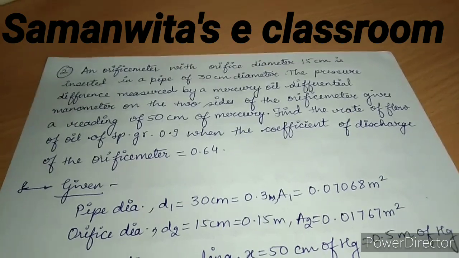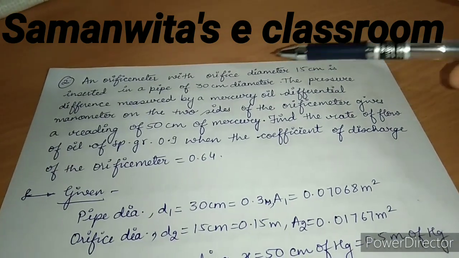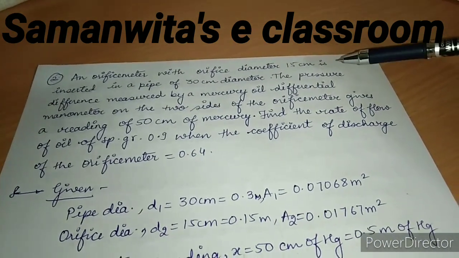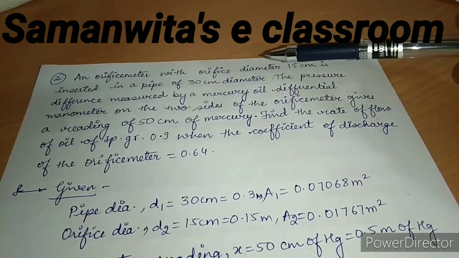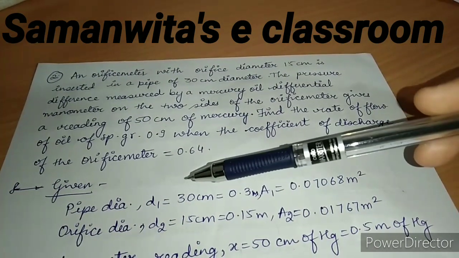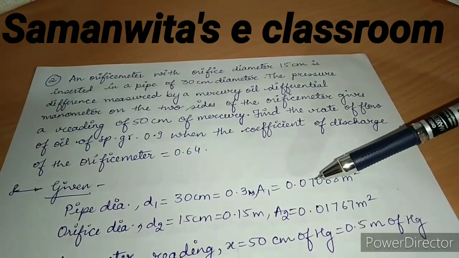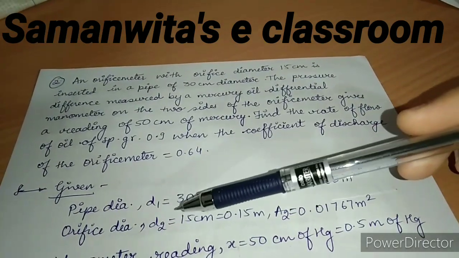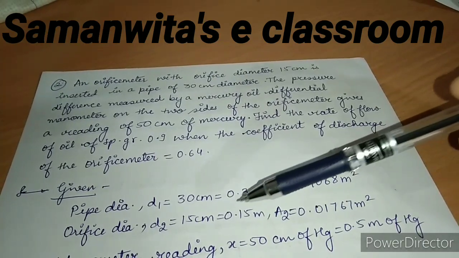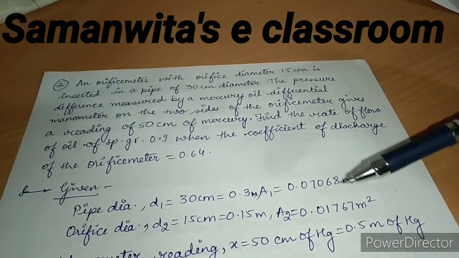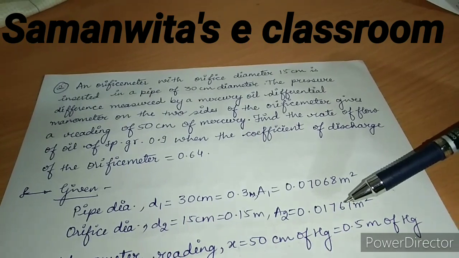Let's take up another example. An orifice meter with orifice diameter 15 cm is inserted in a pipe of 30 cm diameter. So the diameter of the pipe D1 is 30 cm, which is 0.3 meter, and the area can be calculated. The orifice diameter D2 is given as 15 cm, which is 0.15 meter. So the area can again be calculated as pi by 4 D2 square.